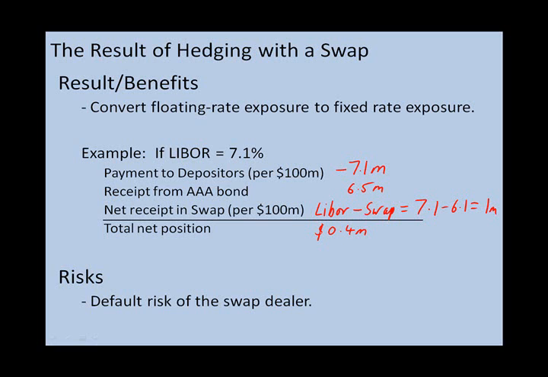Well, it certainly doesn't face any interest rate risk anymore, but there is default risk. We have the default risk of the swap dealer, and we also have default risk associated with the AAA bond. Swap dealers typically have lots of different swaps going on at any one time, and losses from one swap will cancel out with gains on other swaps. So we don't need to worry too much about the default risk of the swap dealer. We may, however, want to worry about the default risk of the AAA Corporation.